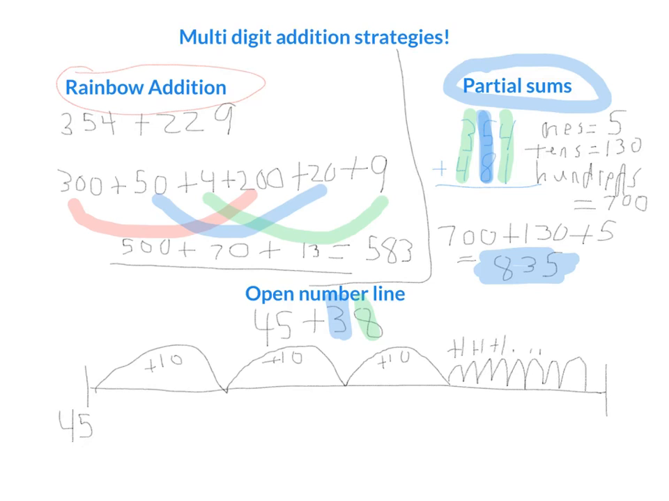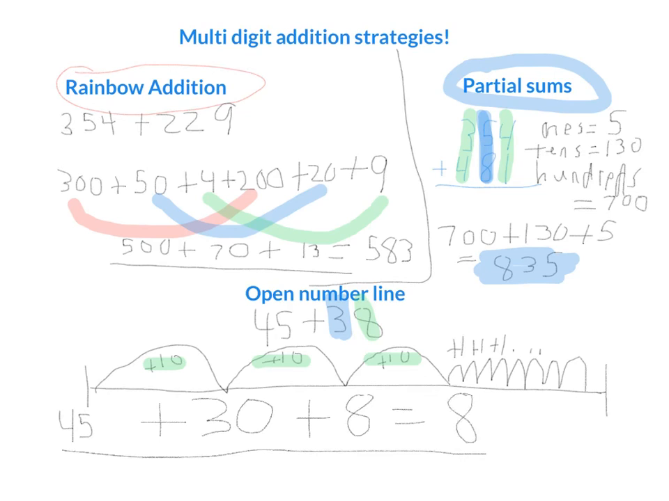So now we can group these together and say we have 45 plus 10, plus 10, plus 10, which we know is 30. So we can write that down at the bottom: 45 plus 30. And we know that we had 8 ones, so then we would do plus 8 to give us our easy addition problem of 83. Thank you all for listening.